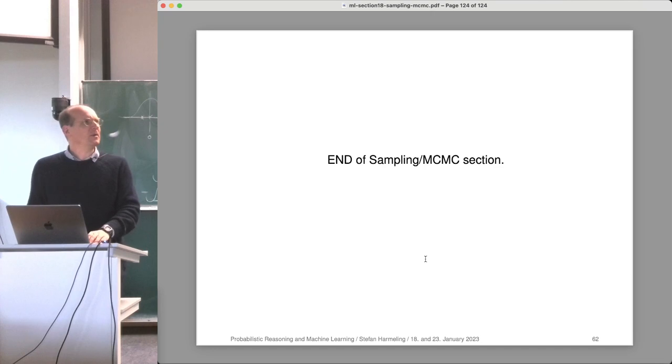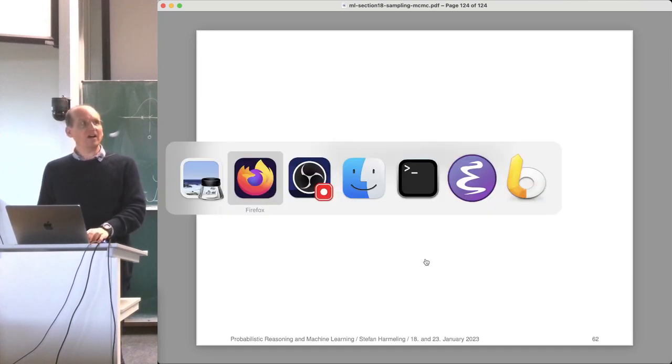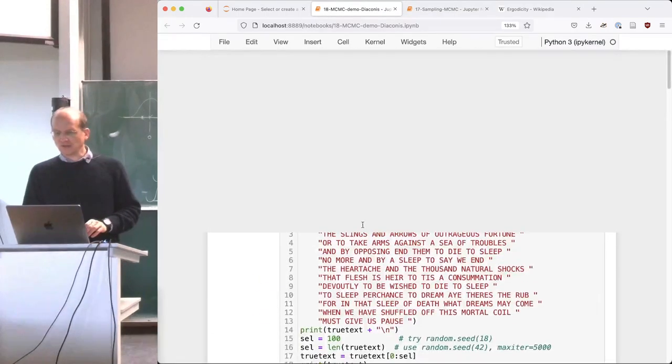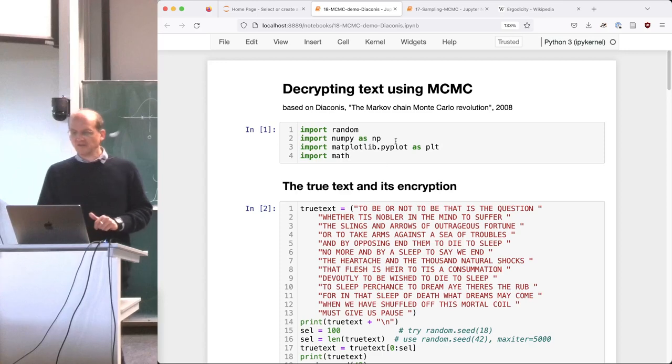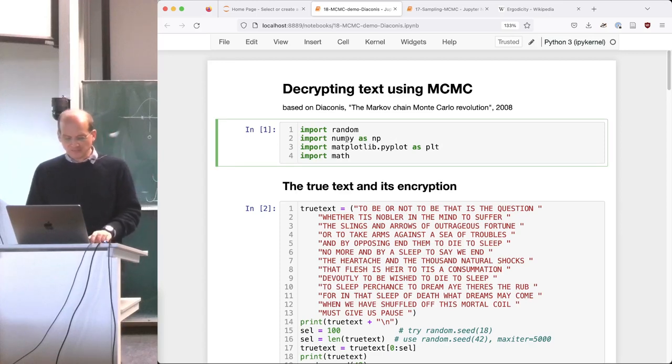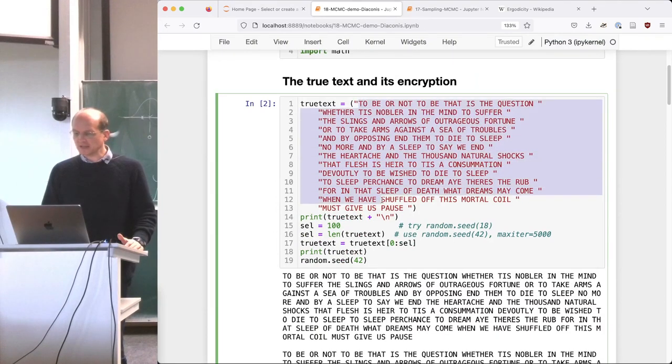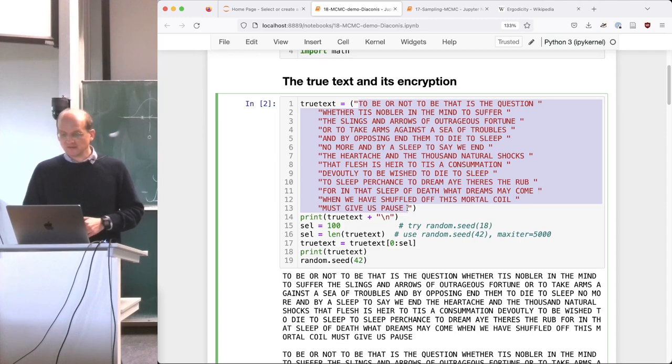Let's look at the demo. I'm a bit over time, but maybe if you give me 5 to 10 minutes, I can walk you through the code and show you this nice application, so you can also do it yourself at home. It's all using just some basic libraries here. So here's my true text. You might recognize it. It's some piece from Shakespeare. So this is the true text.